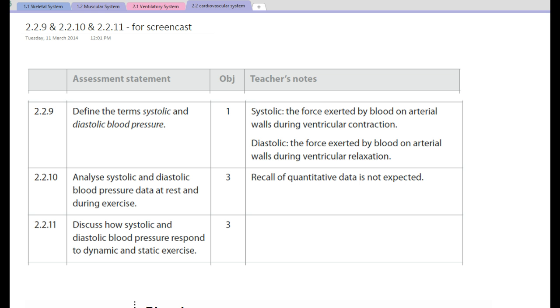Well, we can see at the top here that systolic blood pressure is the force exerted by blood on arterial walls during ventricular contraction, and diastolic, the force exerted by blood on arterial walls during ventricular relaxation. So just by looking at this, we would expect that pressure would be higher during contraction compared to relaxation.